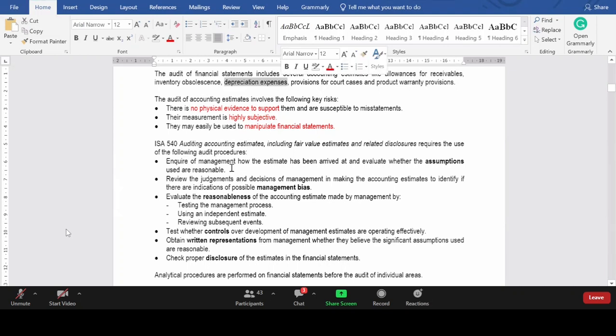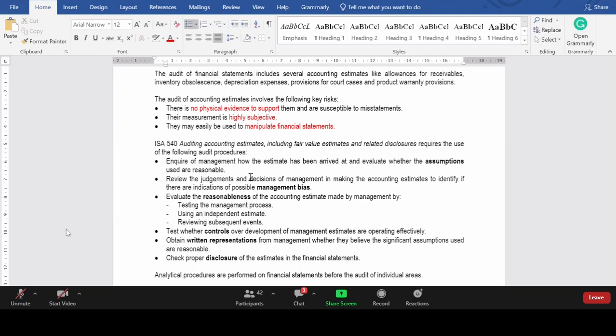We can inquire from management how they made that estimate. How did they arrive at it? Are the assumptions they made right or not? Because they make certain assumptions. So they will tell you, we based on a similar asset which we had last year, with the asset we had, we used it for 5 years. So we think even this new one, we shall use it for 5 years.